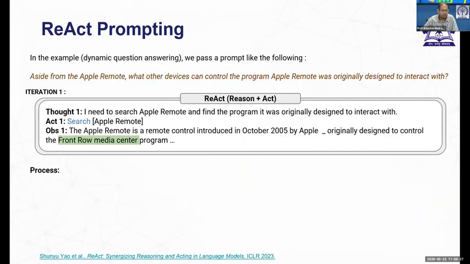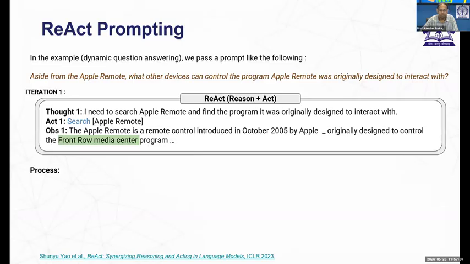Now, this is an example where we pass a prompt like the following. Aside from the Apple Remote, what other devices can control the program the Apple Remote was originally designed to interact with? Okay. Iteration 1, reason plus act. Thought 1 is basically, if I have to answer this question, that aside from the Apple Remote, what other devices can control the program Apple Remote was originally designed to interact with. So you give it to the model, and it thinks: my first thought, I need to search Apple Remote and find the program it was originally designed to interact with. So it searches the web browser using the term Apple Remote. It gets the observation of the answer.